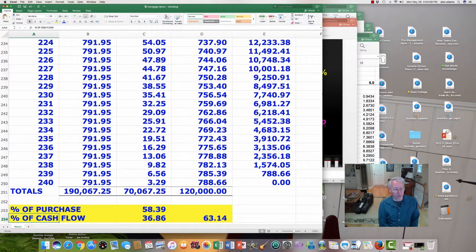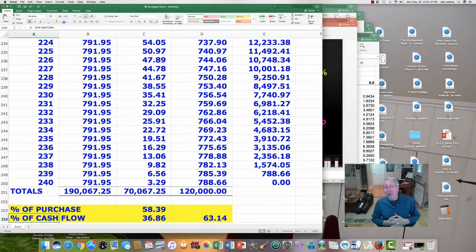And we get to the end, and you see, ladies and gentlemen, that after paying 240 payments of $791 to service a $120,000 borrowing, it has cost you another $70,000. That's 58% of the purchase price. Isn't that something? That's why you've really got to watch what a fixed rate mortgage can do to you.